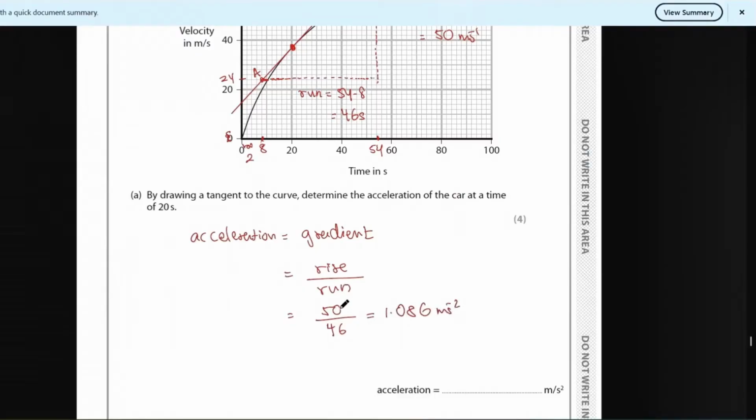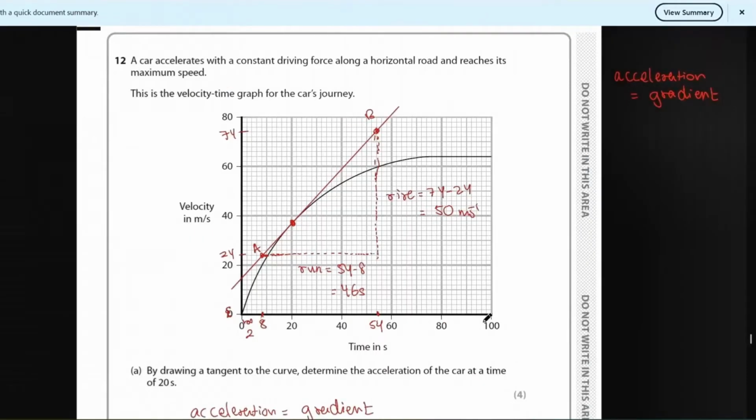If we divide meters per second with seconds, we'll get meters per second squared. And if we round this to 2 significant figures, that's 1.1 meters per second squared. So that's the acceleration of the car when the time is 20 seconds.